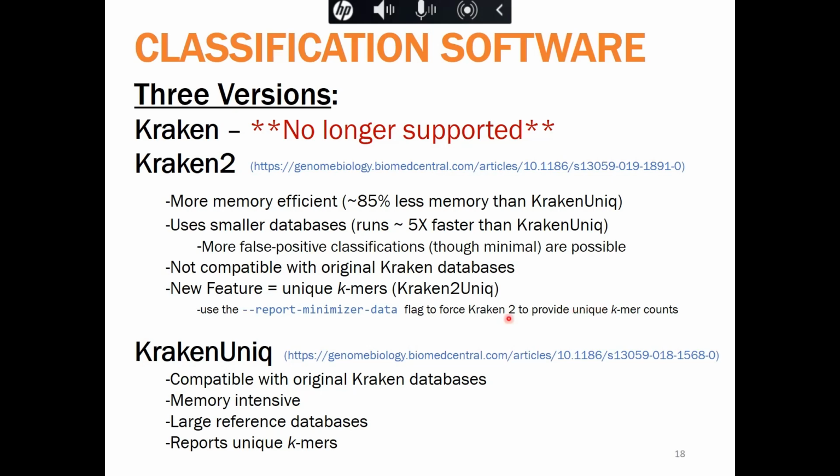Now, Kraken 2 is basically a more memory efficient version of Kraken, and it actually reduces the memory usage by about 85%. And this is because it uses much, much smaller reference databases, and that's why we're going to be using it today. So it runs about 5 times faster than KrakenUniq, which is more similar to the original Kraken software. However, with using smaller databases comes the possibility of more false positives, though it is quite minimal with Kraken 2. And with adjustment of some analysis parameters, those can be easily minimized even further.